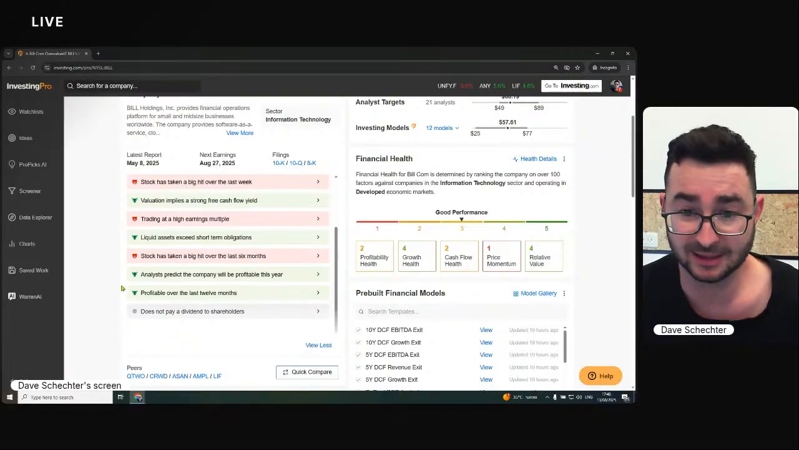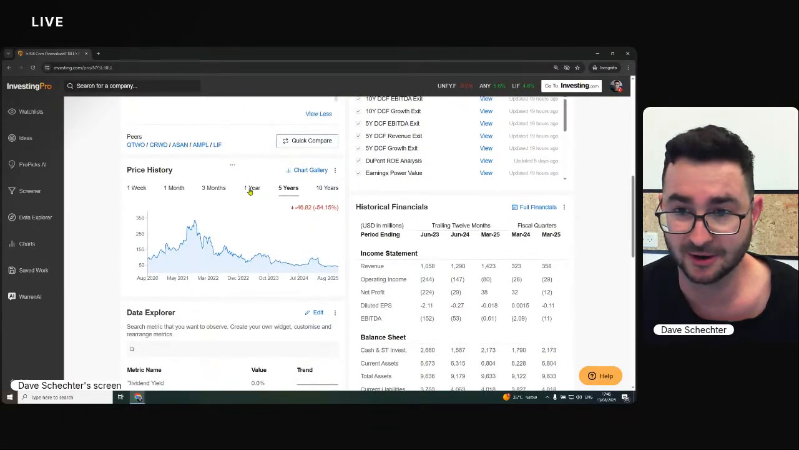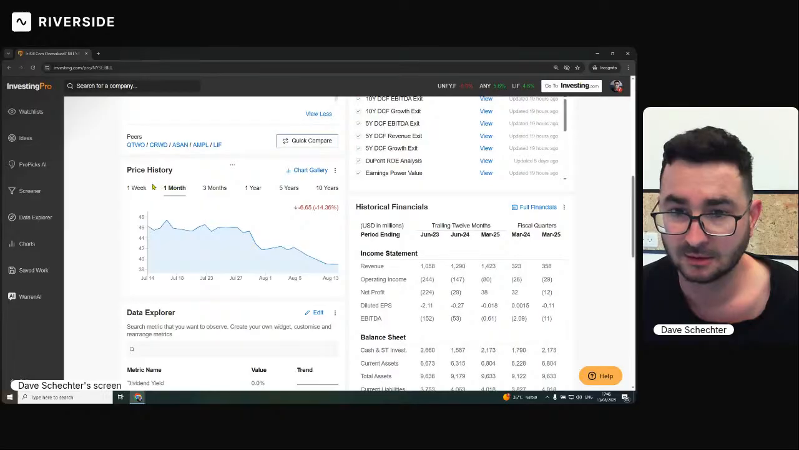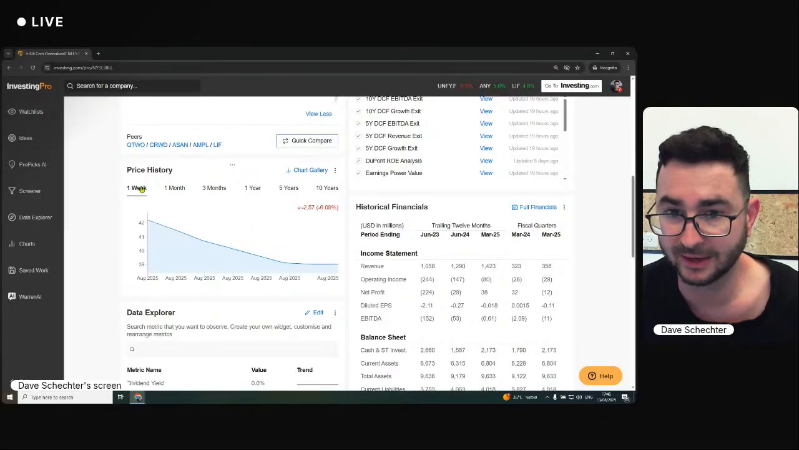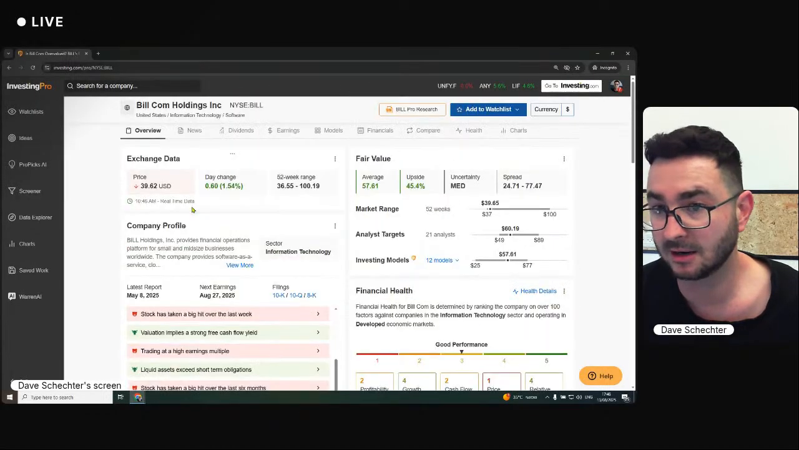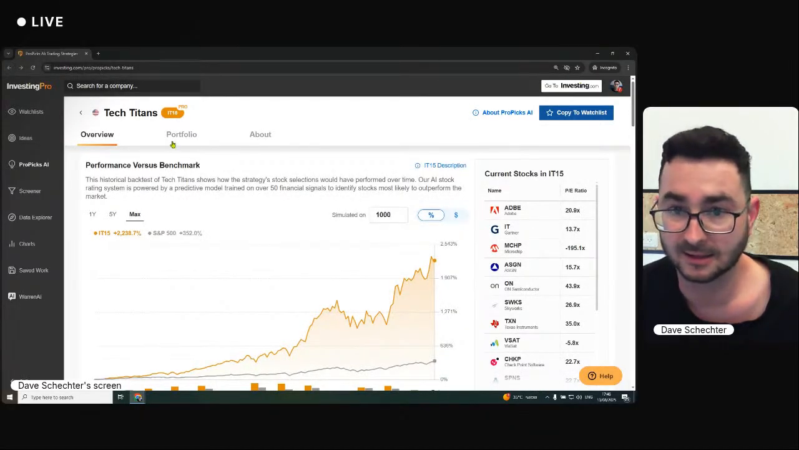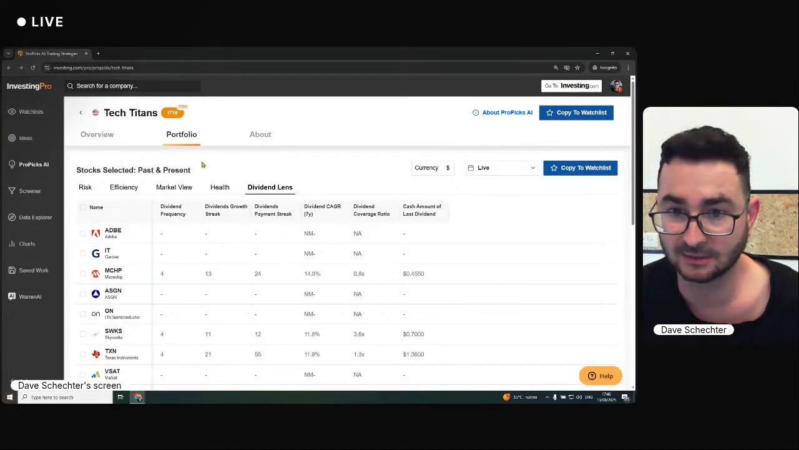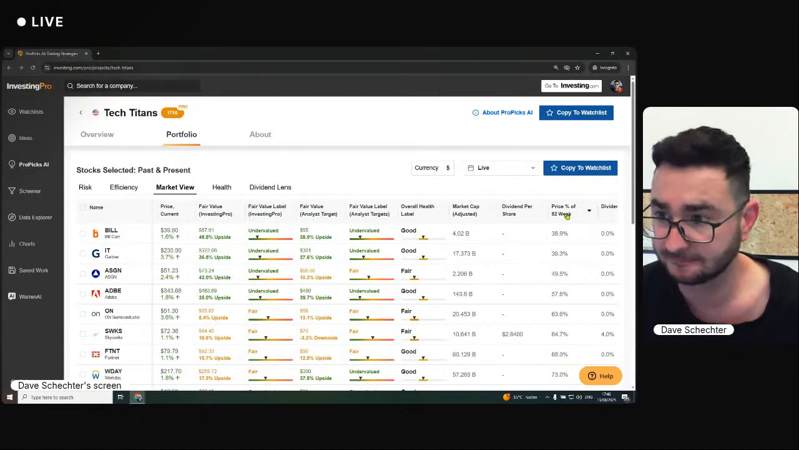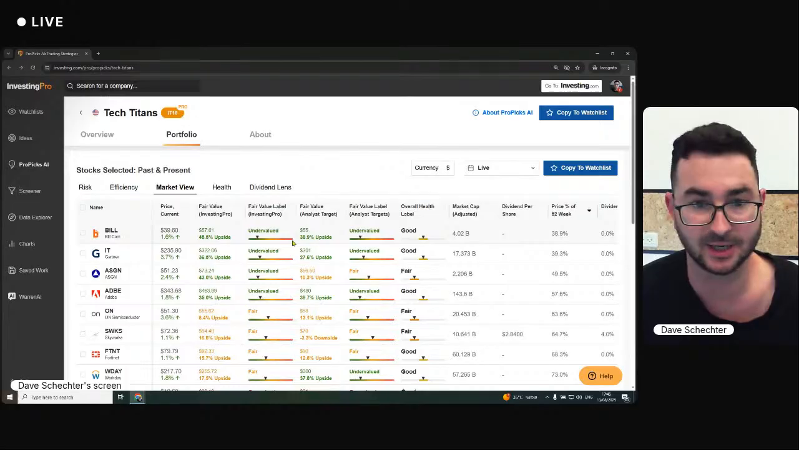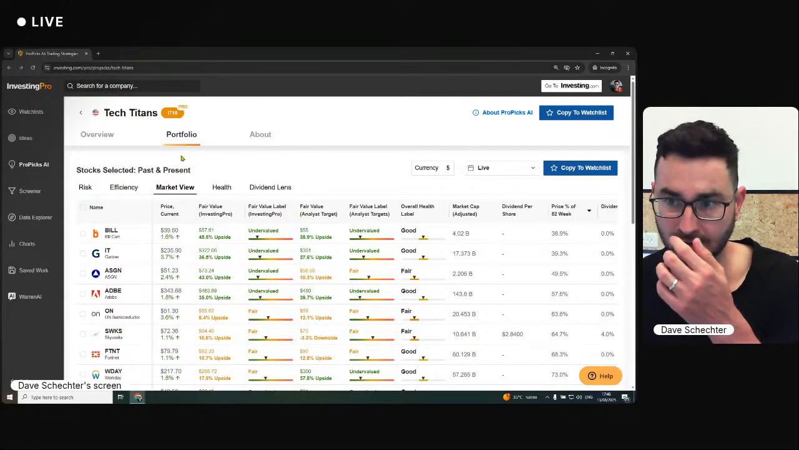Stock has taken a big hit over the last 6 months. Cool, let's check out the price chart. Yep, it looks like they fell pretty hard and they're continuing to fall. So it looks like we're waiting for a rebound here. So again, it looks like our system has identified this as a stock that is worth adding to our strategy. So that's definitely something that I would let you guys explore on your own time.